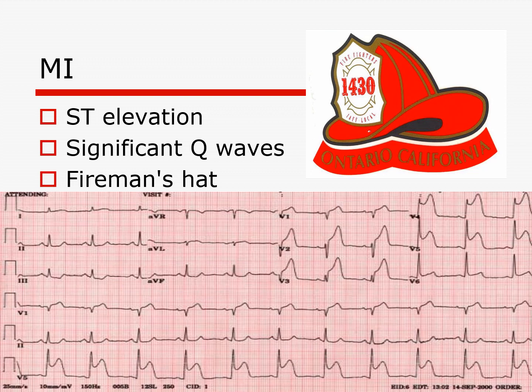The other thing, when you see the outline of the fireman's hat, especially there in V4 and V5, it's the spiky part of the fireman's hat. That's where they get that correlation there.